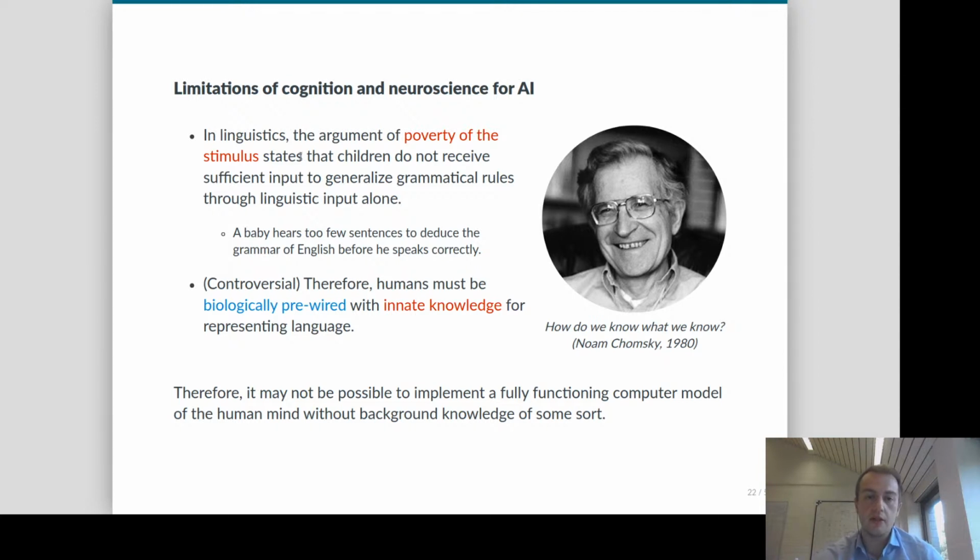Okay? What he says is that it's known as the poverty of the stimulus. So you don't stimulate the child enough such that it could learn that from scratch. So he says that children do not receive sufficient input to generalize grammatical rules through linguistic input alone. Okay, and what is important is the alone. And so his hypothesis is to say, if the input is insufficient, that means that children, and this is a hypothesis, come with something when they are born.